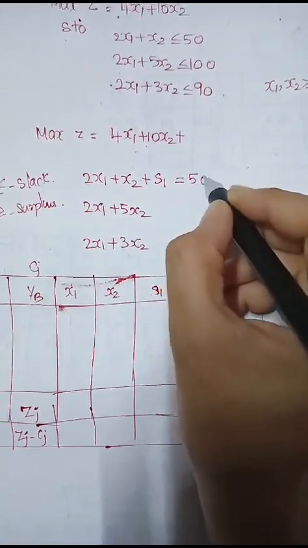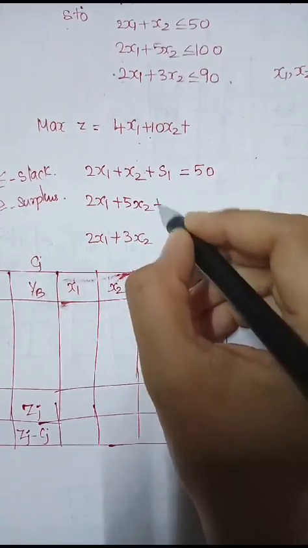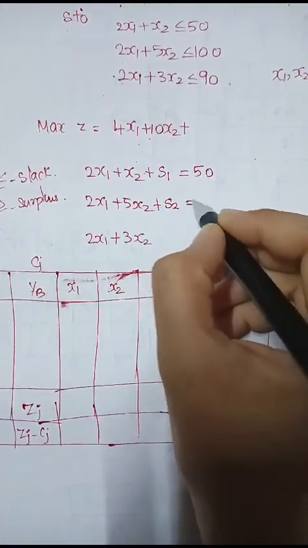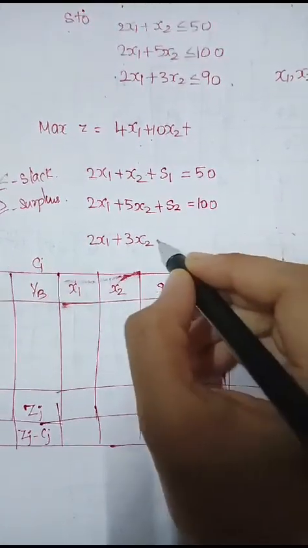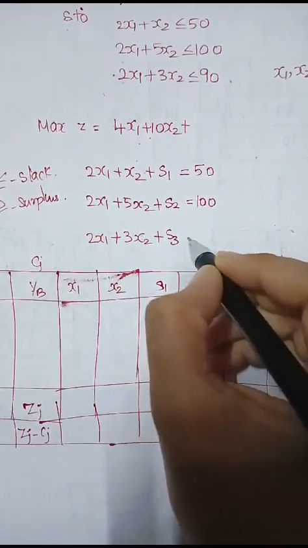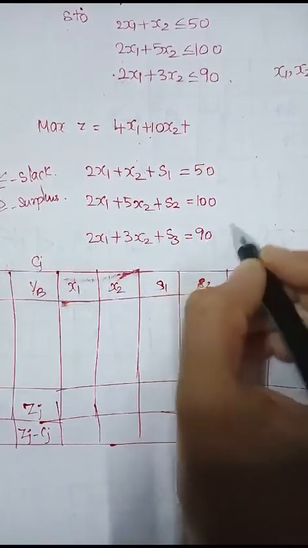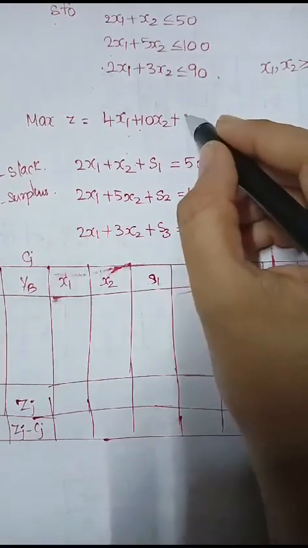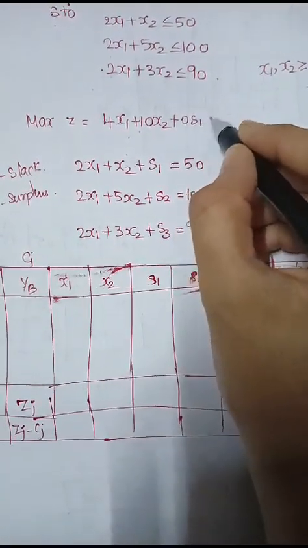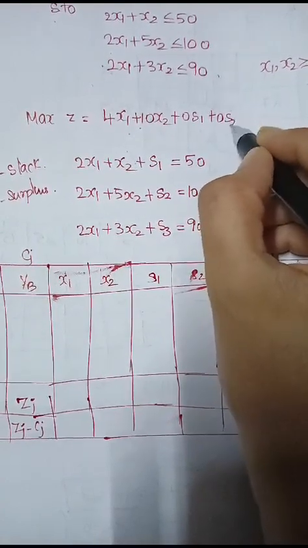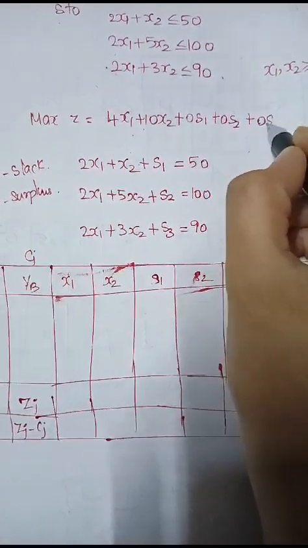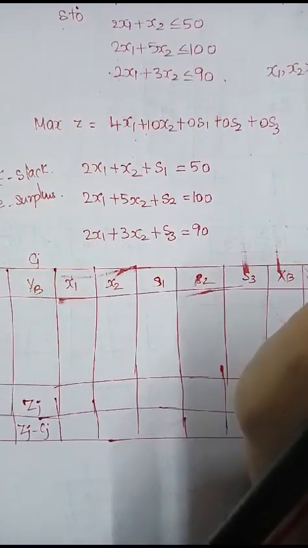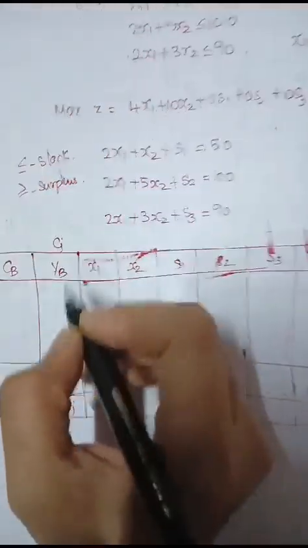So for the slack variable, you have to add s1 in the first constraint. So this will become equals to 50. For the second constraint, s2, this equals 100, and this s3 equals 90. So now you have to write these slack variables with the coefficient 0. And then just put this table.